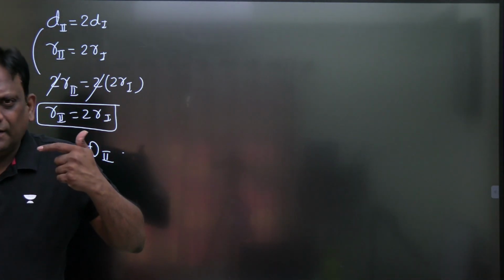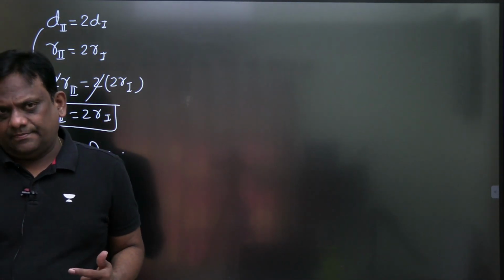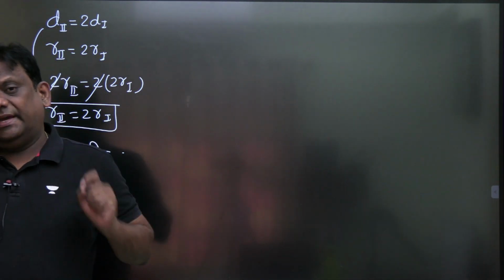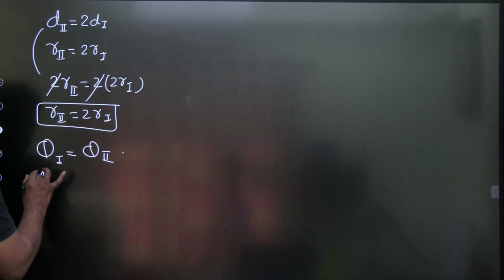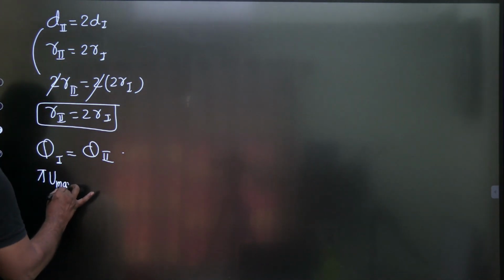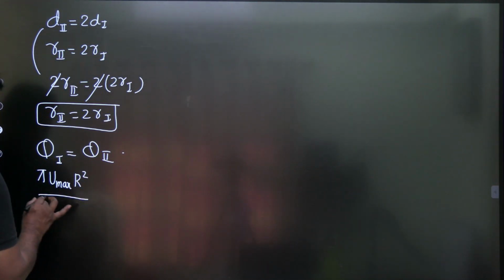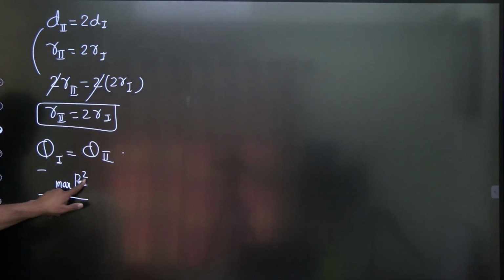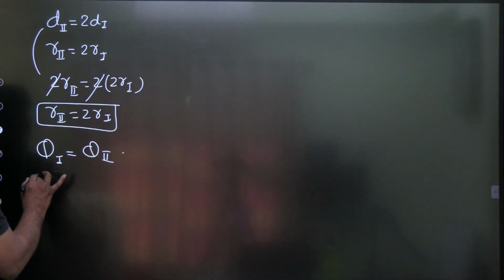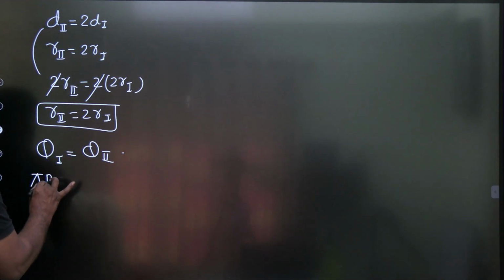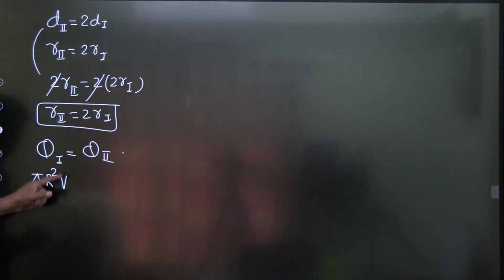When I discussed in our regular classes, I had derived every equation for discharge in laminar flow, and that is given by pi u max r square by 2. I don't know whether you remember or not. If you do not remember, I will explain in a different way. Discharge can be written as, dear students, area into velocity. Area is pi r square into average velocity.